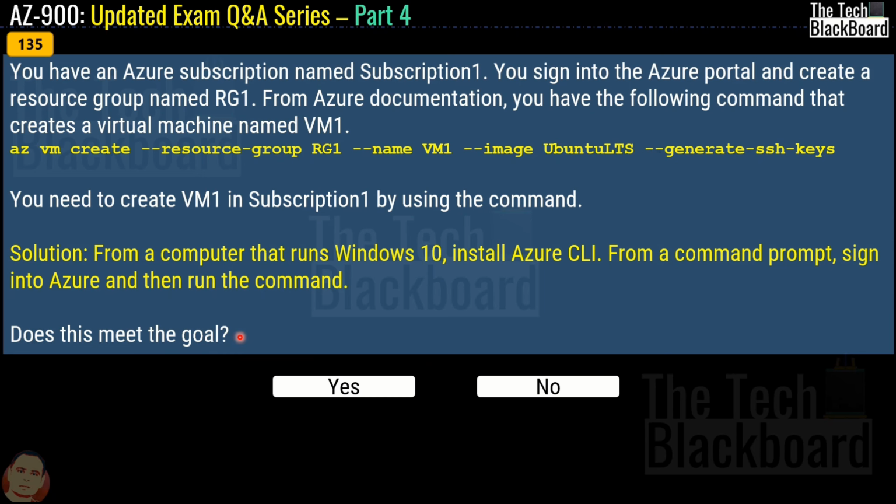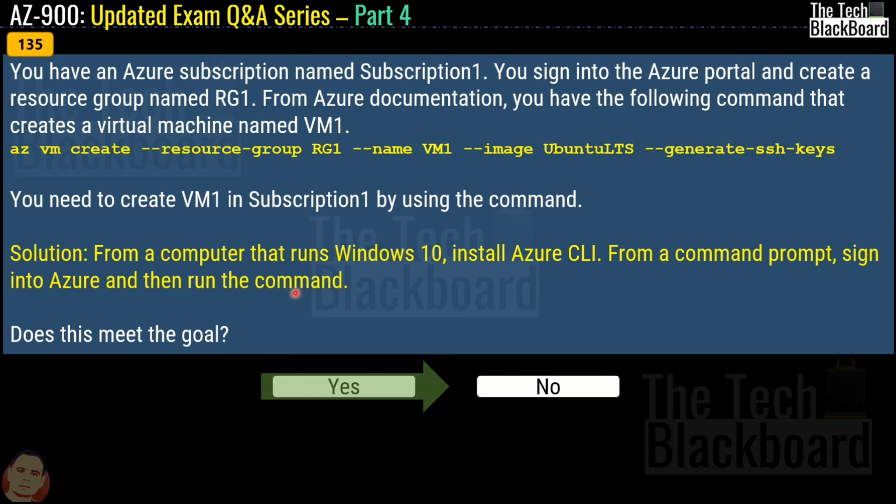And friends, as per my understanding, this is a correct solution. And the reason is that I think that Windows 10 or Azure CLI here are a bit of a distraction, and they both are redundant in this question. Because the main point is that you sign into the Azure Portal and then run the command from the Azure Portal. And of course, this is quite possible to run this command from the Azure Portal.